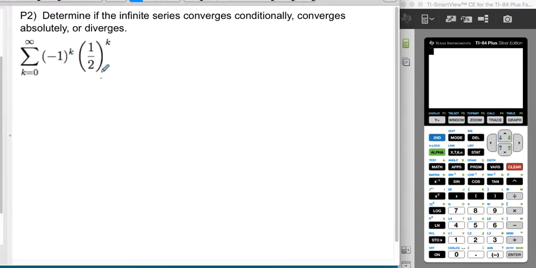All right, so this is a geometric series, right? So this is the piece that says it's alternating, right?